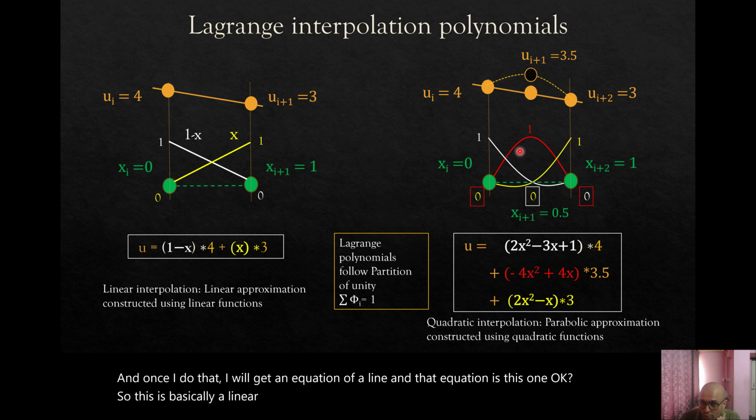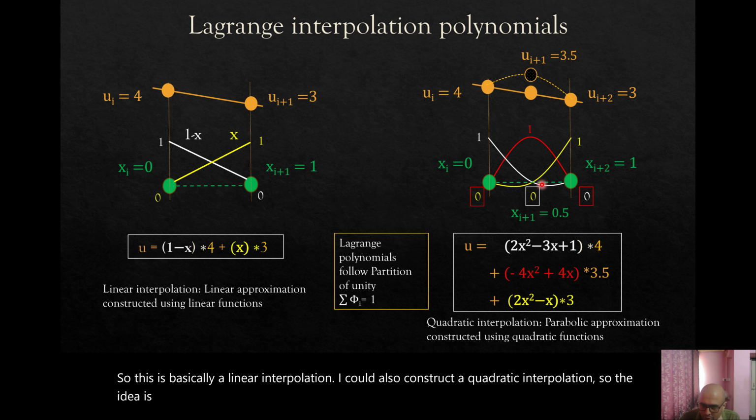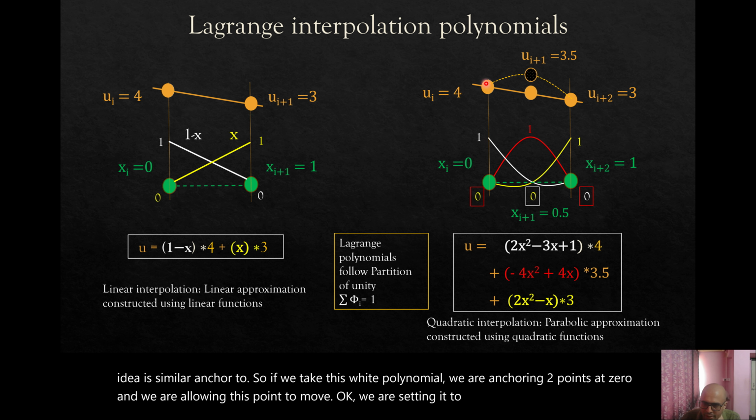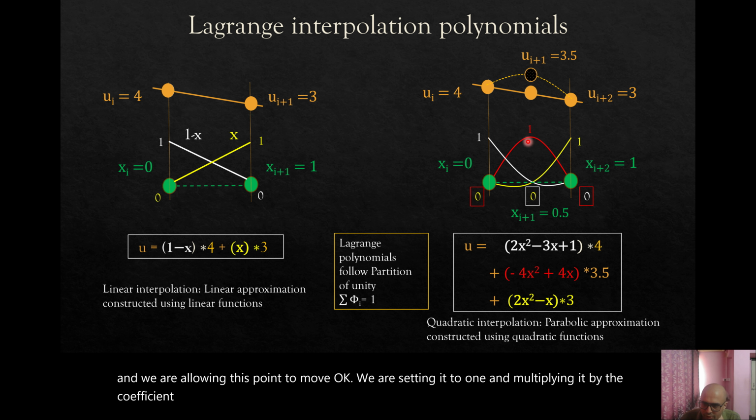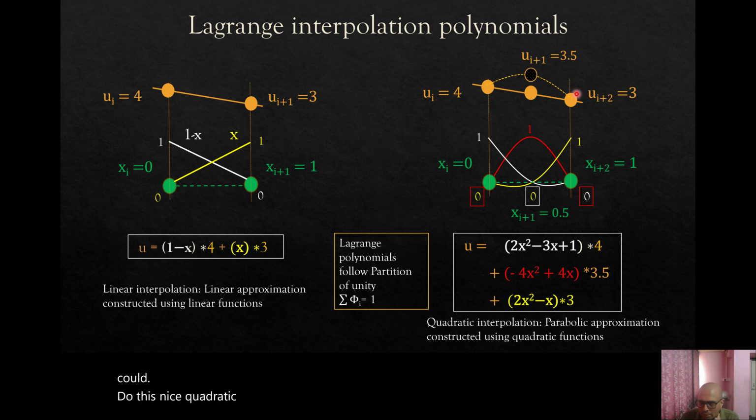I could also construct a quadratic interpolation. So the idea is similar. Anchor two. So if we take this white polynomial, we are anchoring 2 points at 0, and we are allowing this point to move. Okay, we are setting it to 1 and multiplying it by the coefficient. Okay, so we do something similar with these red and yellow ones as well, and we could do this nice quadratic interpolation which can fit a parabola as well as a straight line.